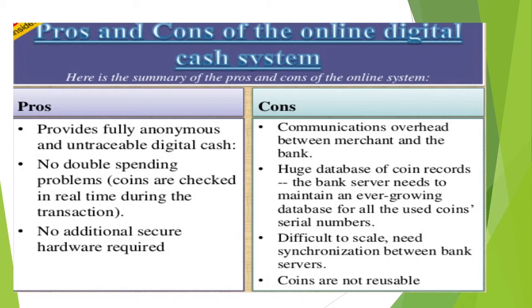Here the concept is between merchant and the bank: a huge database of coins and records. The bank server needs to maintain an ever-growing database of all the used coins and serial numbers. Digital tokens or coins were used, and usually they have to link with the bank database. It is difficult to scale and synchronize, and coins are not reusable. Here we have to understand about tokens or coins.